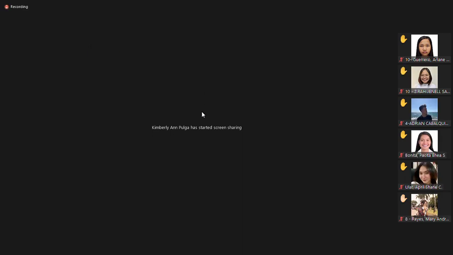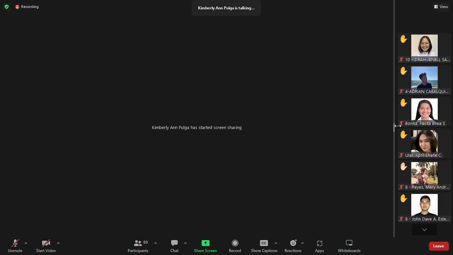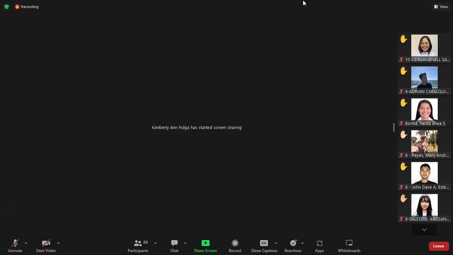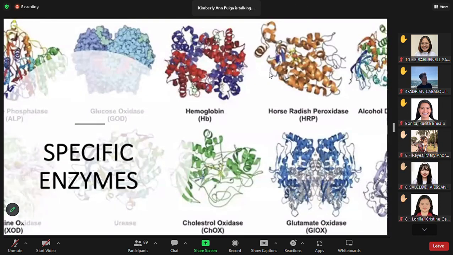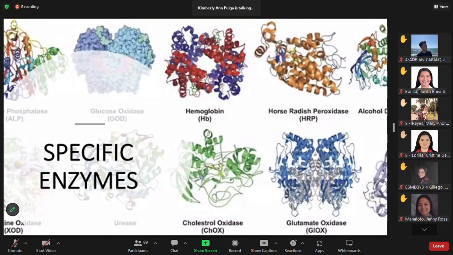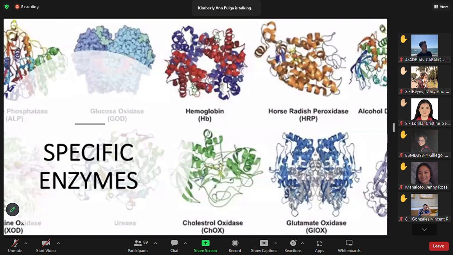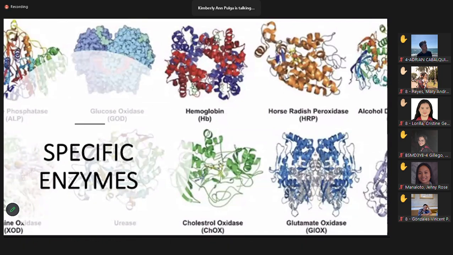Recording in progress. So we will now have here the specific enzymes. And for today, we will have 3: lactate dehydrogenase, your G6PD, and your AST. So let's start here with your lactate dehydrogenase.